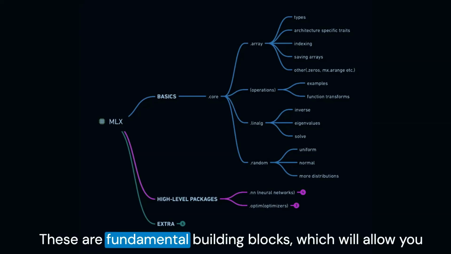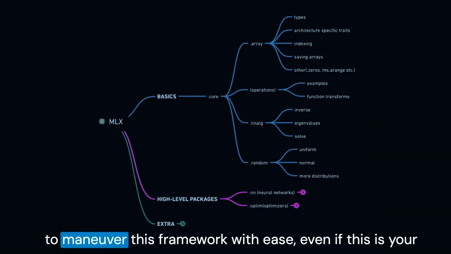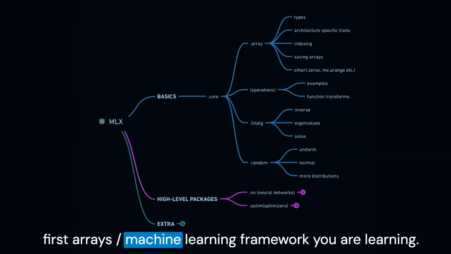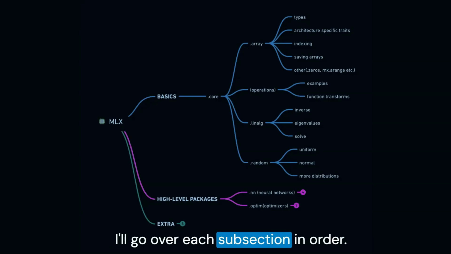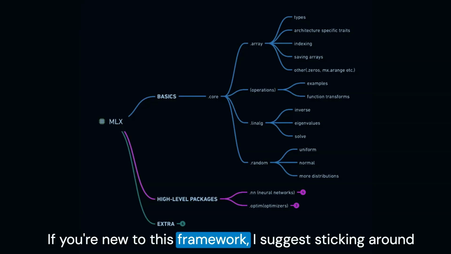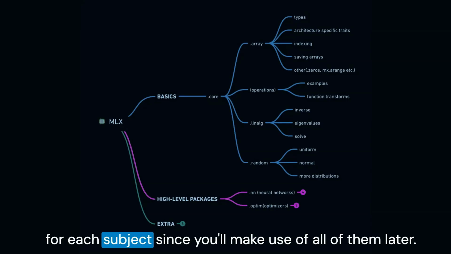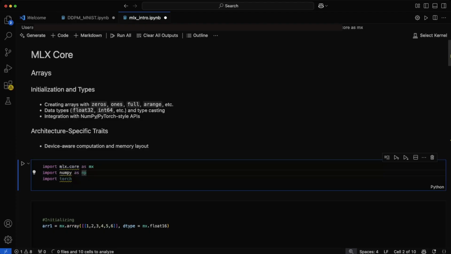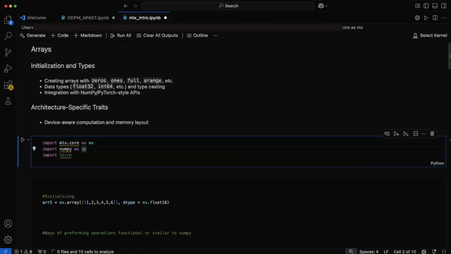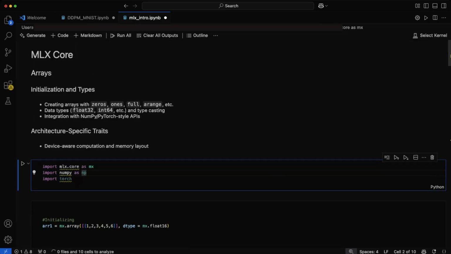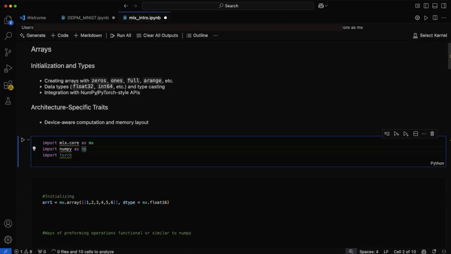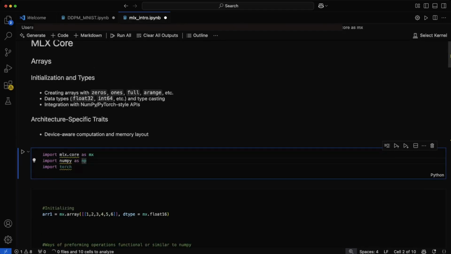These are fundamental building blocks which will allow you to maneuver this framework with ease, even if this is your first arrays/machine learning framework you are learning. I'll go over each subsection in order. If you're new to this framework, I suggest sticking around for each subject, since you will make use of all of them later. So this is the notebook I'll be working with today. I'll leave it down in the description if you want to exercise in parallel or take a look after.